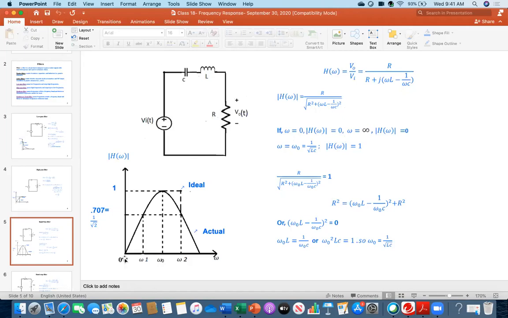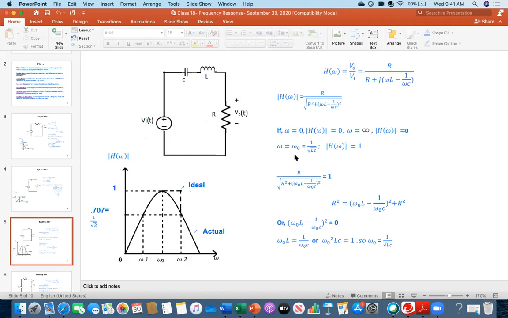The transfer function value is 0. And then see what happens when omega is infinity, at a very, very high value. Omega is infinity, but 1 over infinity is 0. But because it is omega L, it is infinity. So ultimately your denominator is infinity, and R over infinity means 0. That's why at omega infinity the value is again 0. Therefore, at the two extremities the value is 0.